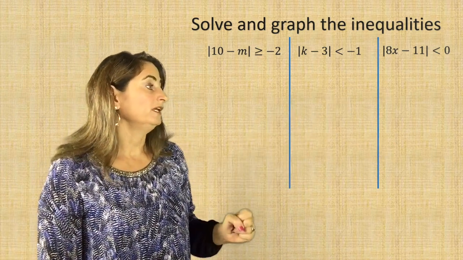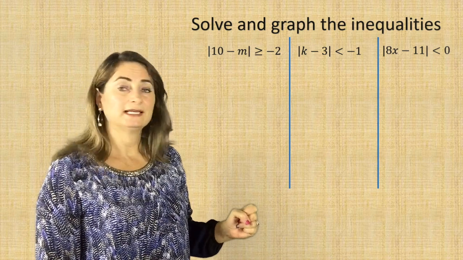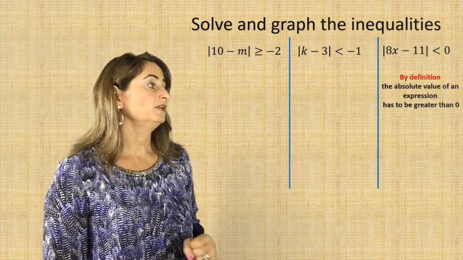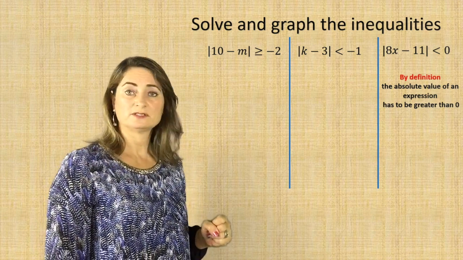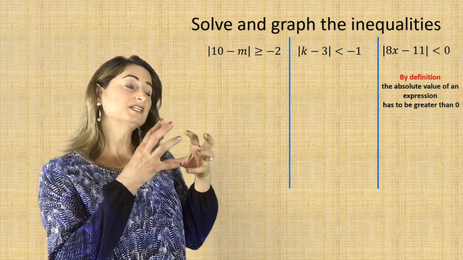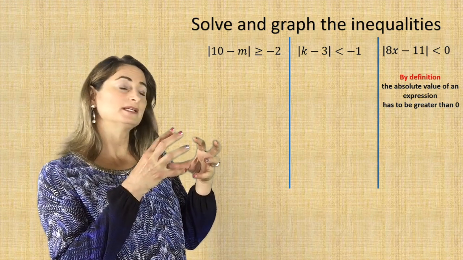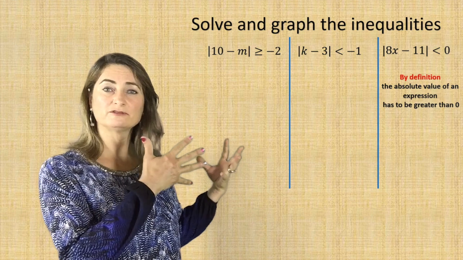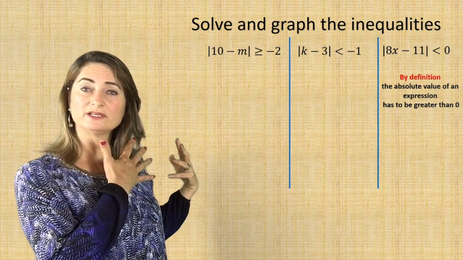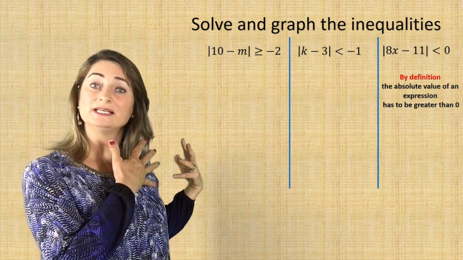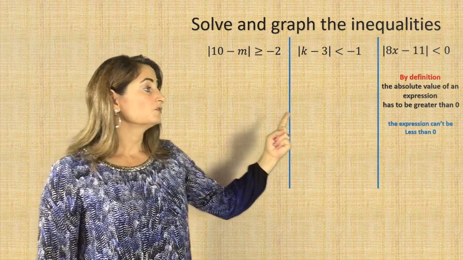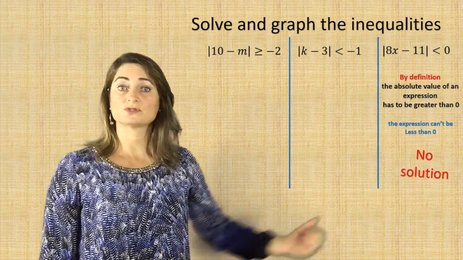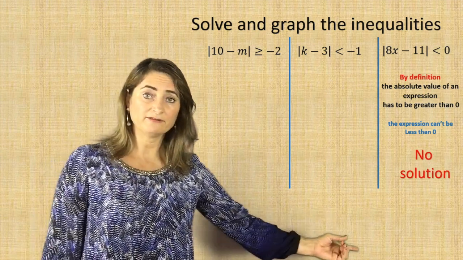The absolute value of 8x minus 11 less than 0. By definition, the absolute value of an expression has to be greater than or equal to 0. That means whatever that expression is, the absolute value of 8x minus 11 is in the negative because it's less than 0. So -1, -2, -3, all these numbers to -infinity. Can the distance be negative? No. So the expression cannot be less than 0. Therefore, no solution. So right away, I can't do anything. Can I graph? No solution.